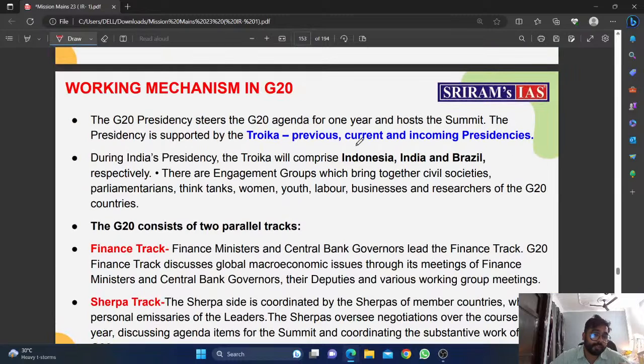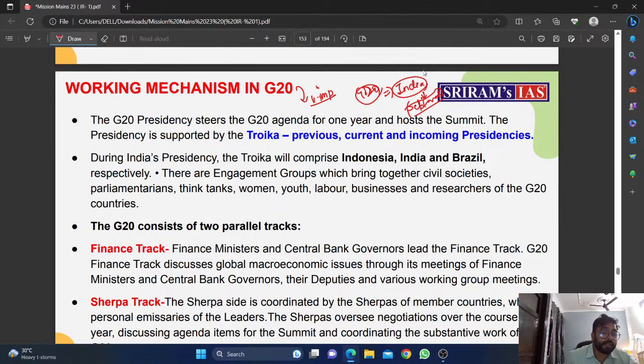Then, what is the working mechanism of G20? Very important. Right now, G20 is presided over by India. India is hosting the G20 summit this year. The annual summit will start in September. However, many meetings have happened on the sidelines of G20 this year.